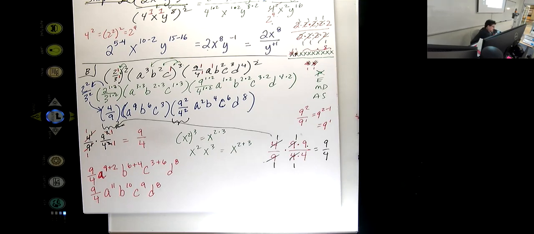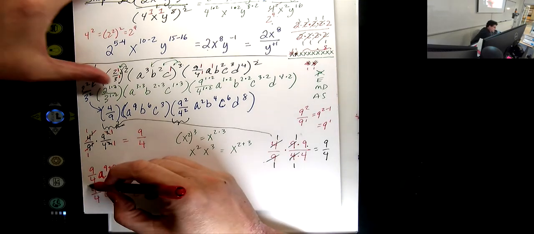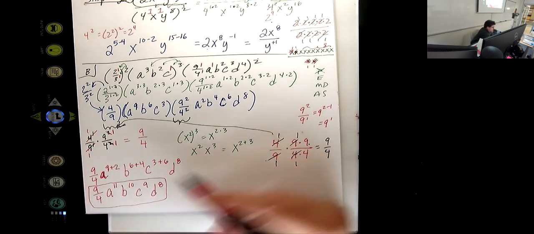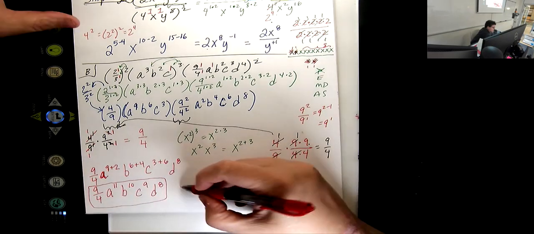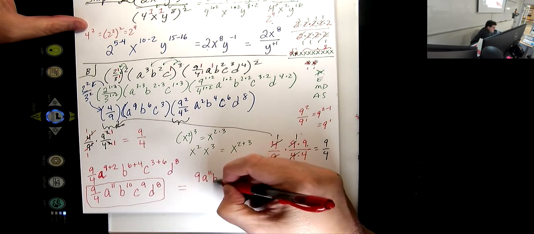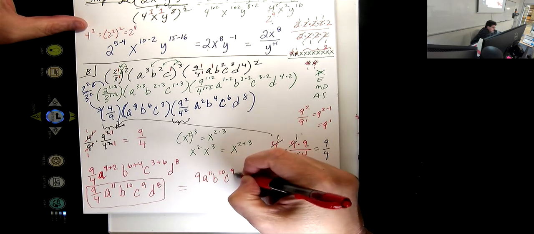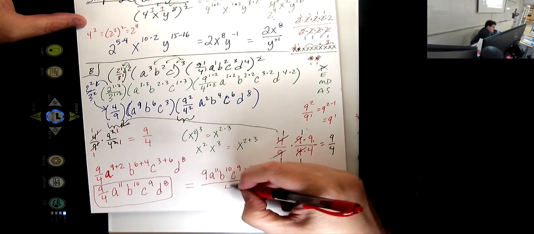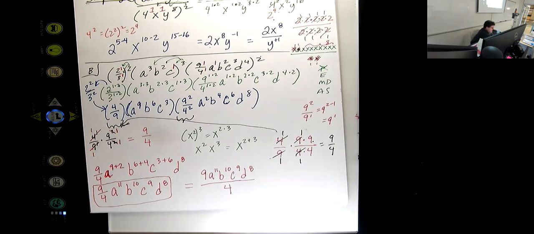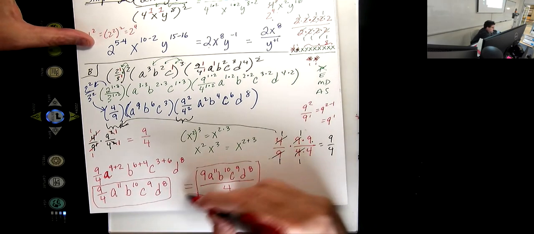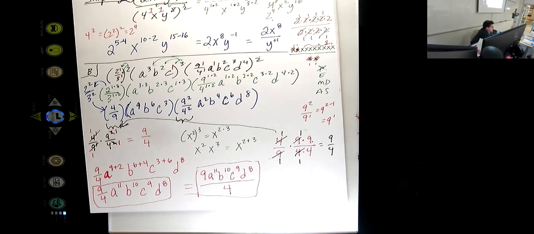And that would be my final answer. That is the simplified form. You can do the 9/4 out front like this, or you can put the 9 on top with the variables and the 4 on the bottom. They're the same thing, but the one on the left looks a little nicer.